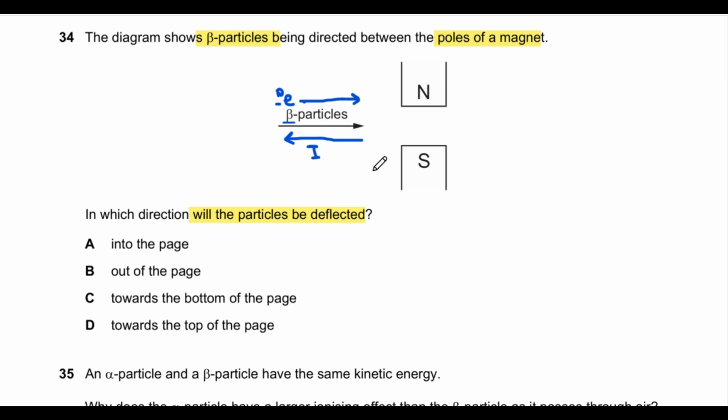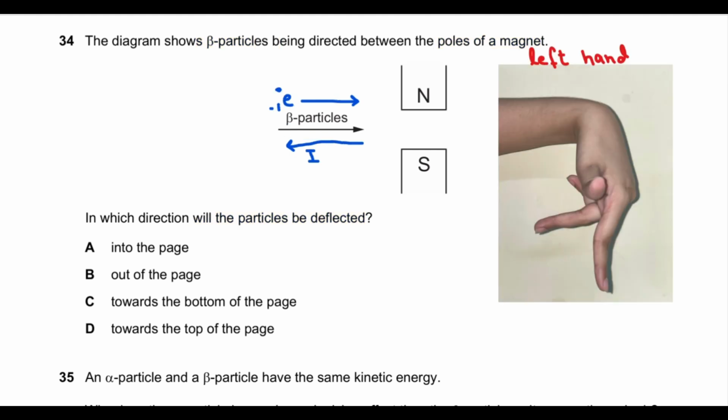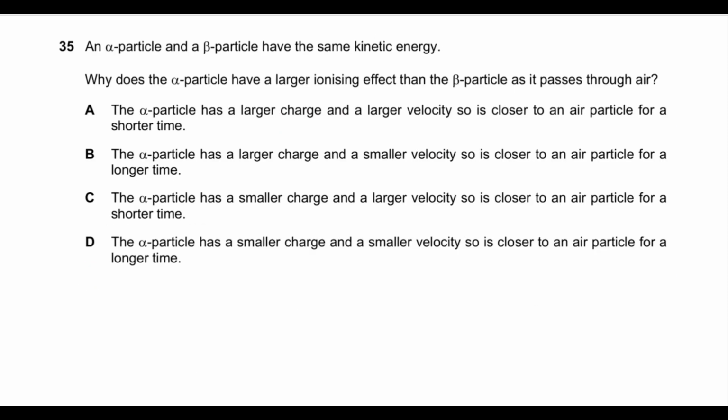We are supposed to detect the direction of force in the presence of current and magnetic field. For this we will use Fleming's left hand rule. The direction of the magnetic field is downward from north to south, so our forefinger would be downward. The direction of current is towards the left, that means our middle finger would be towards the left. Our thumb is representing the direction of force, which is outward towards us or out of the page. Option B.